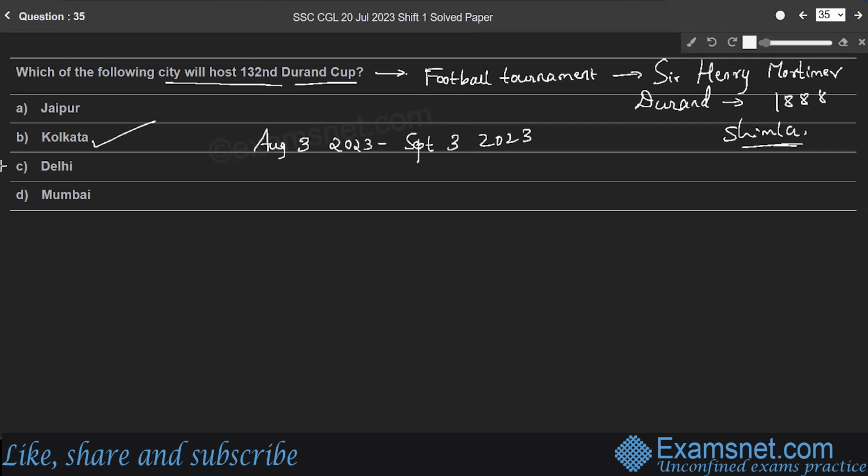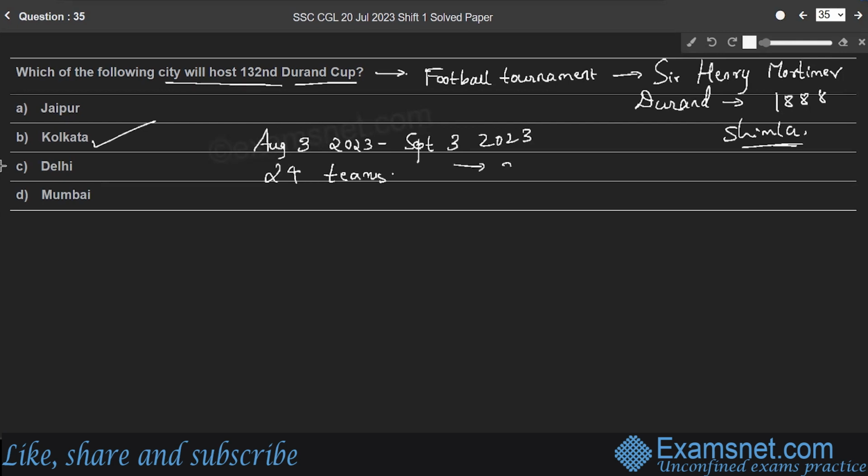So for the given question, Kolkata is hosting the Durand Cup in 2023. The 132nd Durand Cup is scheduled to be held in Kolkata, and the final of the tournament will be held at Yuva Bharati Krirangan in Kolkata. This time the Durand Cup will have 24 teams, up from 20 last time.